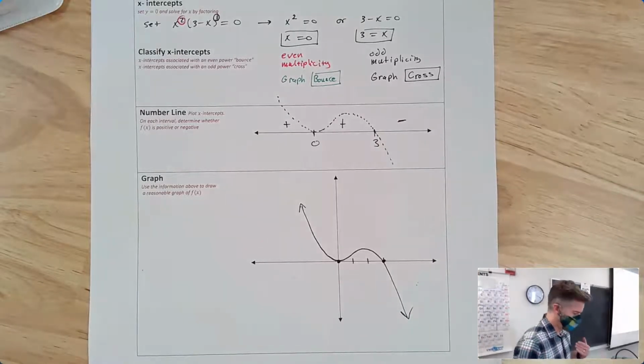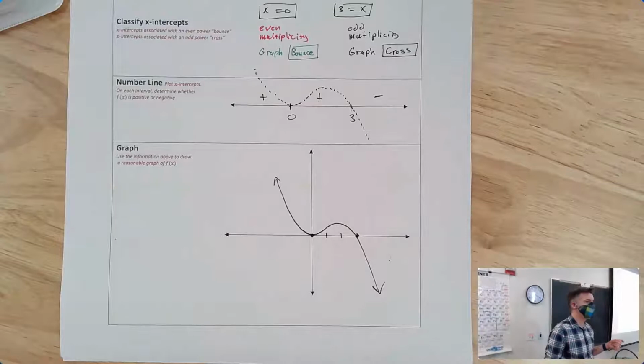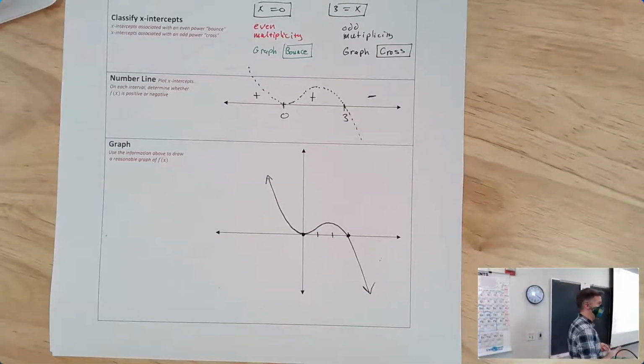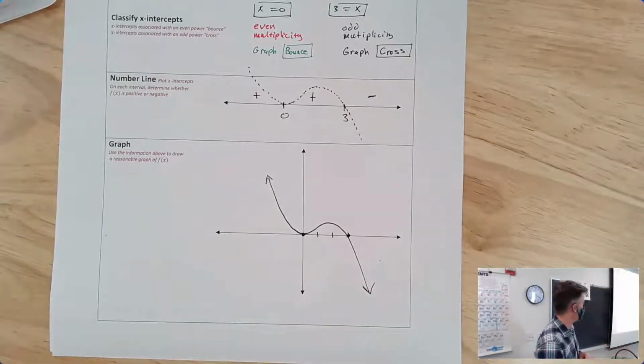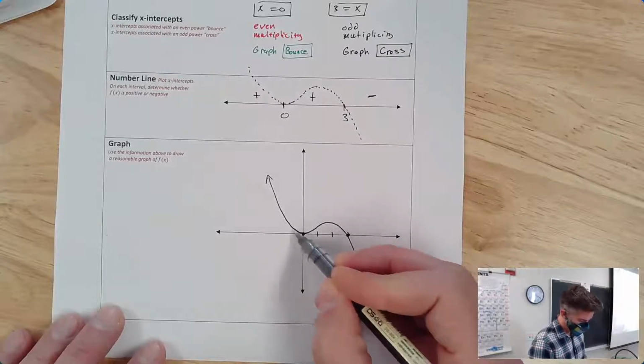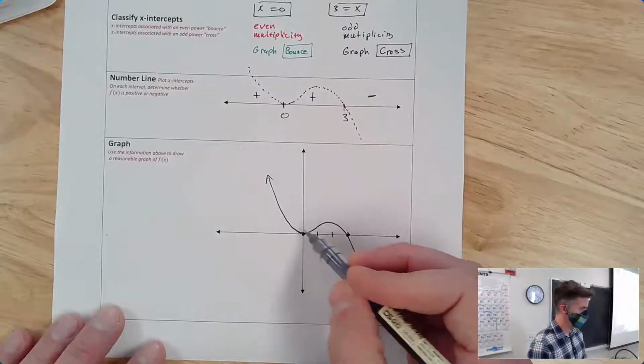A couple things. Polynomials should be smooth. There shouldn't be any pointy points. There shouldn't be any jagged edges. It should all be nice. Whoops. It should flow very nicely. Specifically, at this point here where it bounces, it should have a nice rounded out bottom like that, right? It shouldn't be jagged.